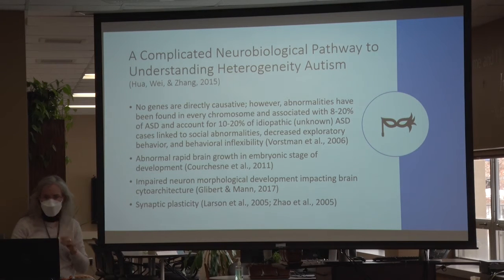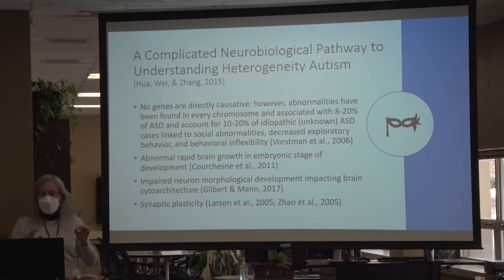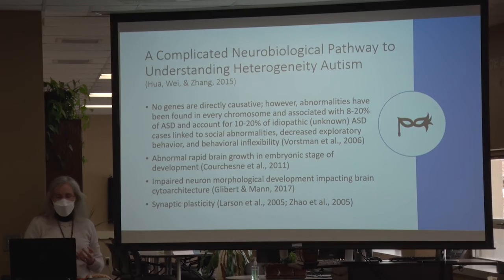So what do we know? We know that it's complicated. We know that no genes are directly causative. However, abnormalities have been found in every chromosome. Okay? In certain studies, we have abnormal brain growth in the embryonic stage, so there's too much by 67%. And in a few percentages, I think there's a 20% higher incidence of children with autism who have this perception of having an enlarged cranium.